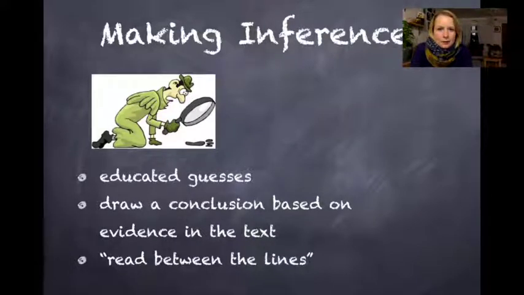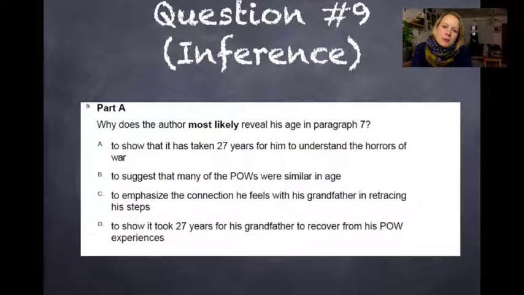Question number 9 pointed to that standard. You had to make an inference. Why does the author most likely reveal his age in paragraph 7? Remember, he said that he was 27 at that time. A, to show that it has taken 27 years for him to understand the horrors of war. He never said that there were years when he didn't understand it. We don't have a chronology of him actually understanding or not understanding the horrors of war.